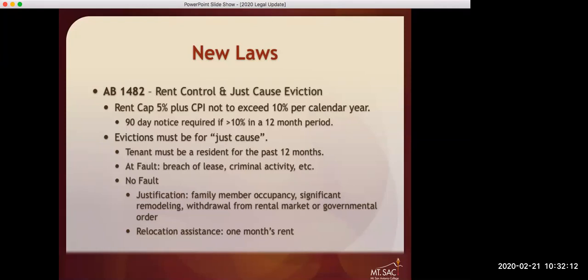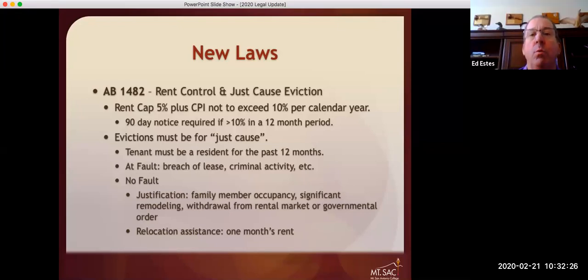Sure. The question is, what about the 90-day notice if rent increases more than 10%? That would seem to imply we could increase greater than 10% so long as we give 90-day notice. Is that correct? Correct. That is my understanding. If you want to raise that rent more than 10% in a 12-month period, you've got to give a 90-day notice.